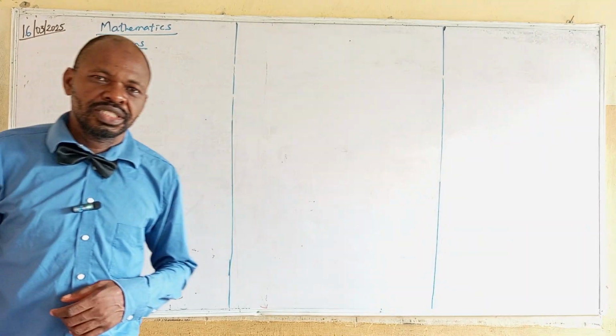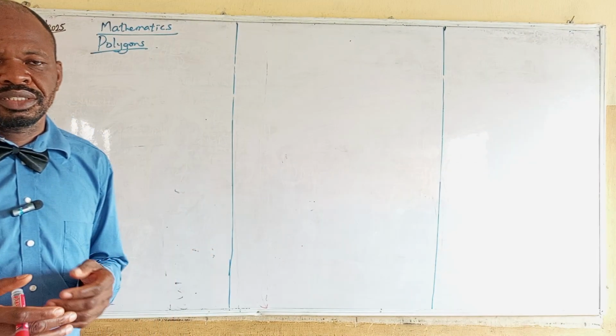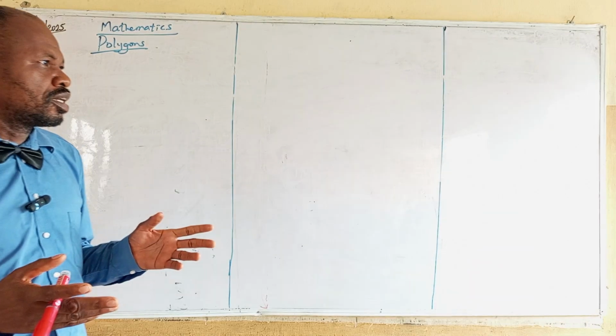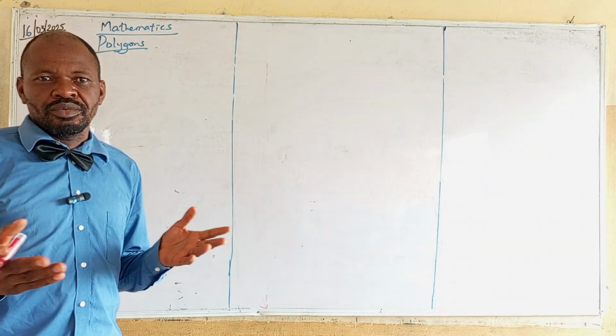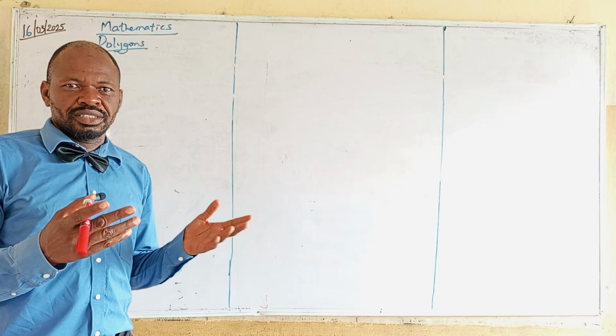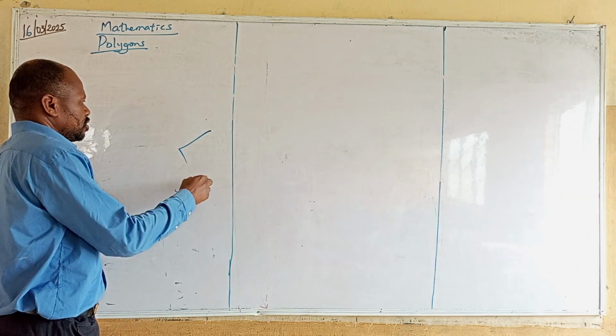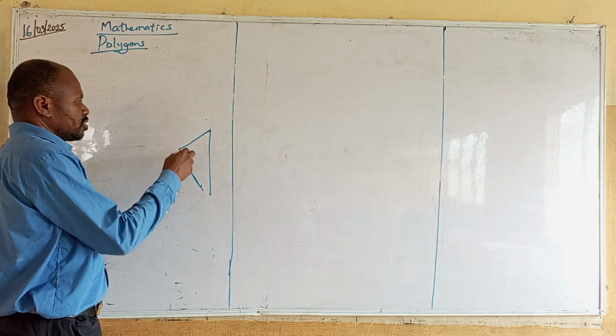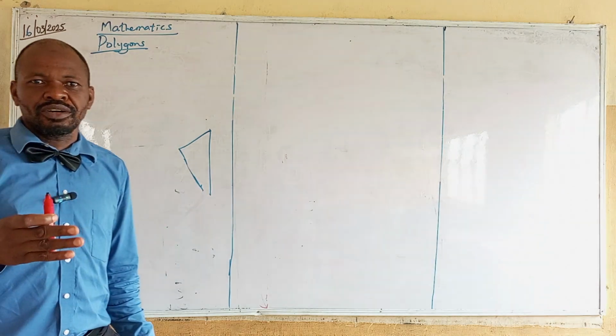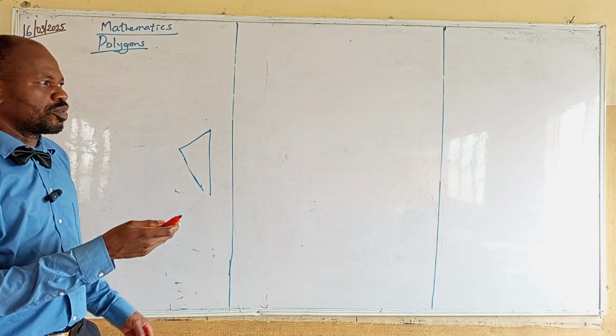Okay, good day, viewers. The topic before us is polygons. A polygon is a plane closed shape bounded by three or more straight sides. What we are saying in essence is this: we have something like this nature. This is a polygon. A closed shape bounded by three or more straight sides is a polygon.